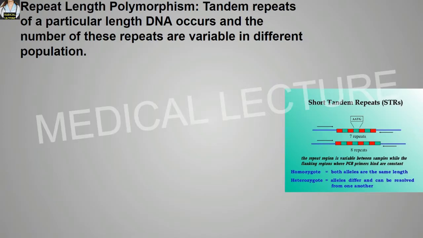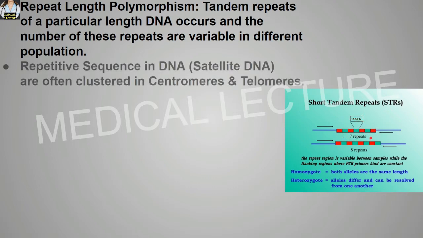Repeat length polymorphism. Now what is this repeat length polymorphism? Tandem repeats of a particular length of DNA. As you can see over here, tandem repeats of a particular length of DNA occur, and the number of these repeats is variable in different populations. Over here these are the STRs, short tandem repeats, meaning the repeats are comparatively shorter. Repetitive sequences in DNA, that is satellite DNA, are often clustered in centromeres and telomeres.